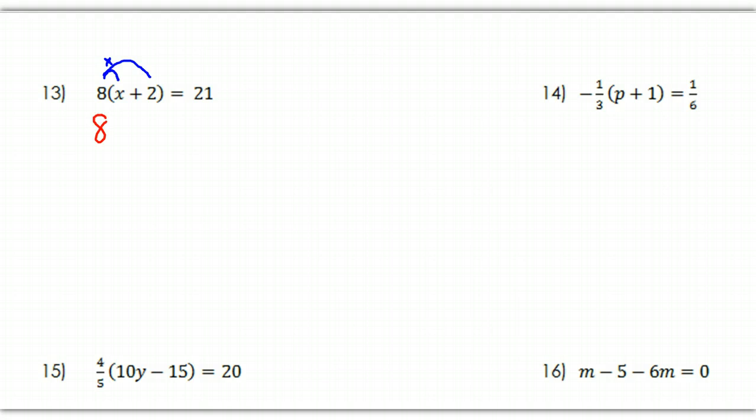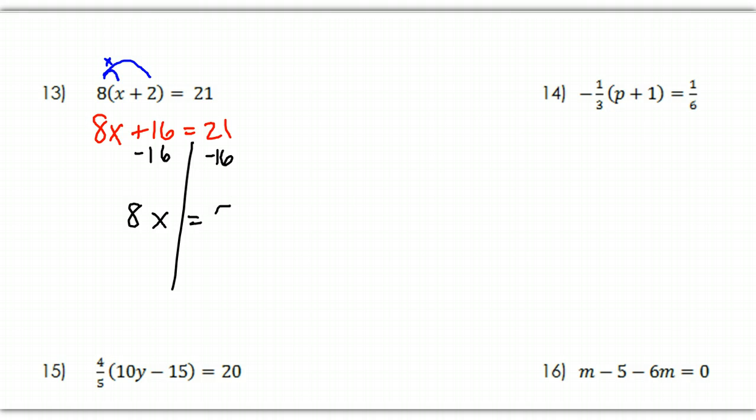So 8 times x is 8x. And in the second arrow there, 8 times positive 2. 8 times 2 is 16. From here, we go ahead and solve our equation just like before. We get rid of the adding and subtracting first. And subtract there, we get, I believe that is 5.